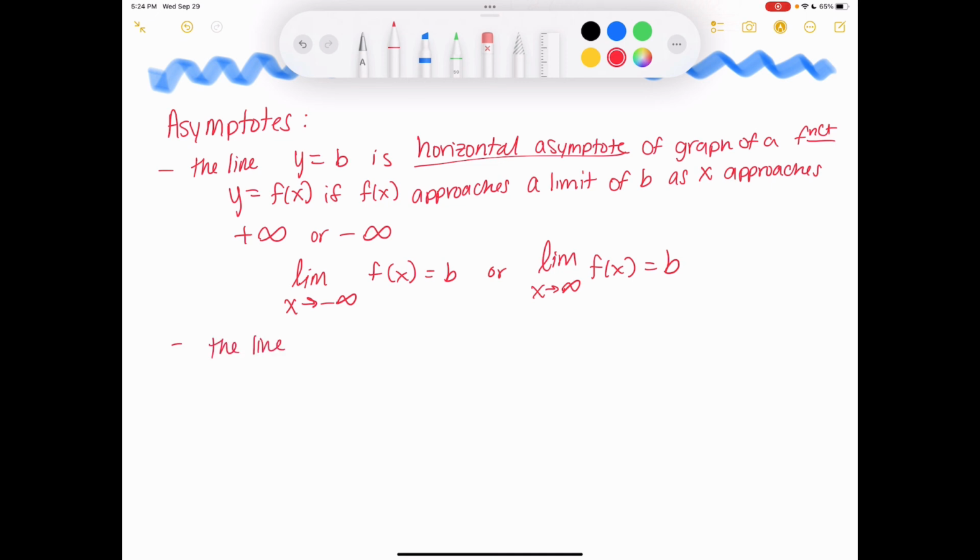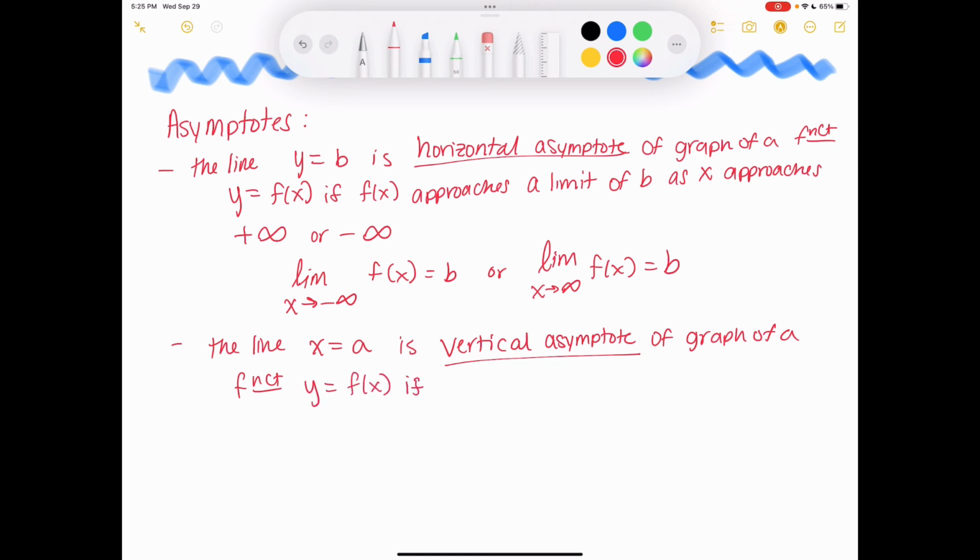The line x is equal to a is a vertical asymptote of the graph of a function y is equal to f of x if f of x approaches a limit of positive infinity or negative infinity as x approaches a from either direction.